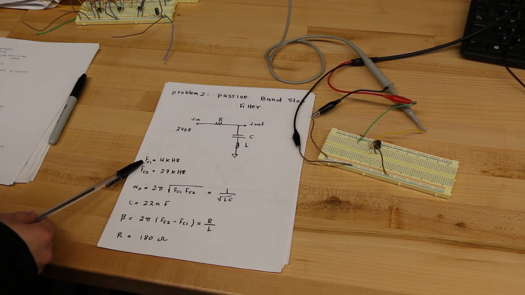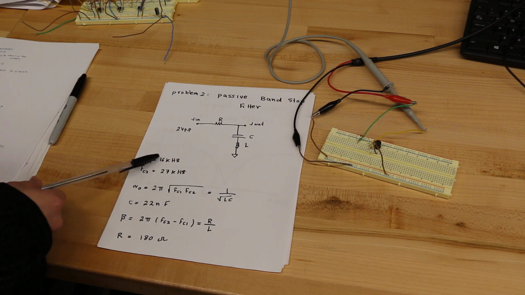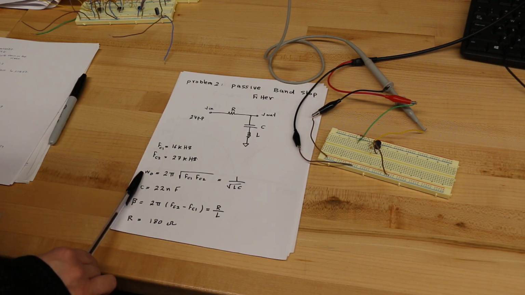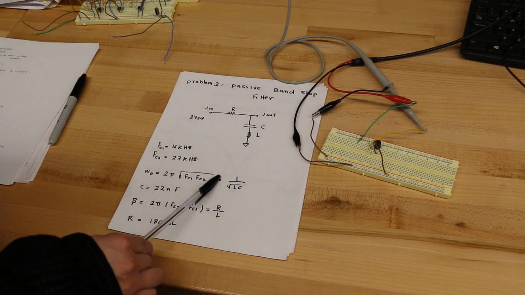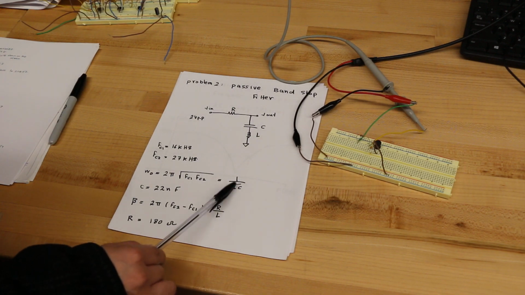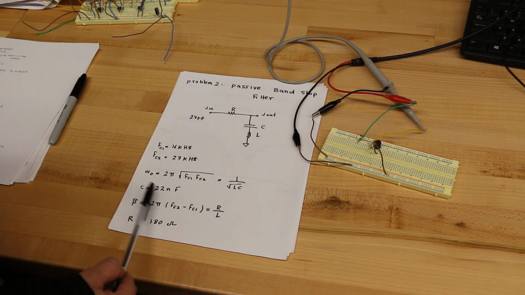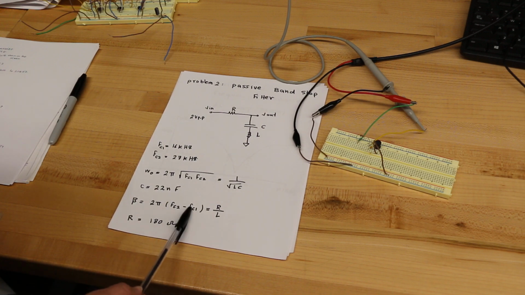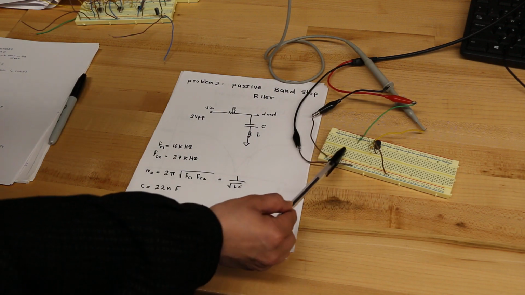So for the band stop filter, I selected FC1 to be 16 kilohertz, FC2 to be 27 kilohertz, and the center frequency equals 2 pi square root of FC1 times FC2, and this also equals 1 divided by square root of LC. So using this equation, I calculated C to be 22 nanofarad, and using the bandwidth, which is 2 pi times FC2 minus FC1, and also equals R divided by L, I found R to be 180 ohms, and I built the circuit here.